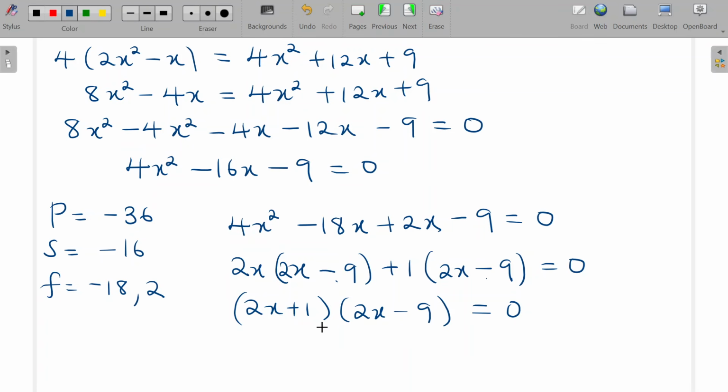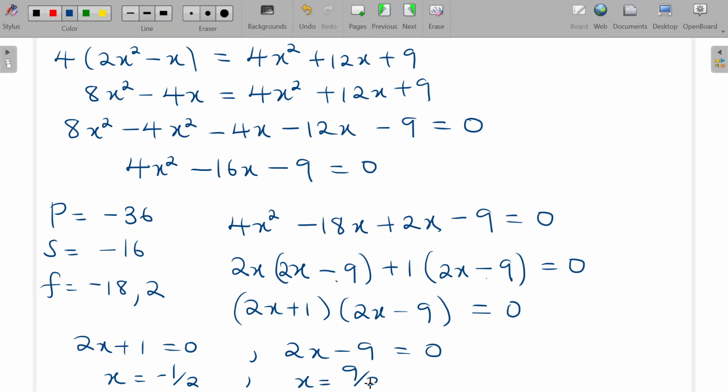Therefore, I'm going to have 2x plus 1 equals 0, and also 2x minus 9 equals 0. For the first solution, x is equal to negative 1 over 2. On the other side, x is equal to 9 over 2, which is positive. So these are the two solutions that I've gotten for x.